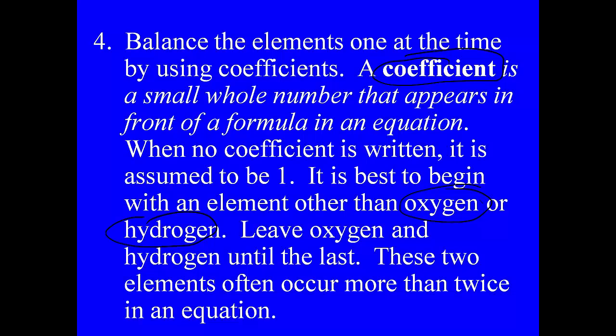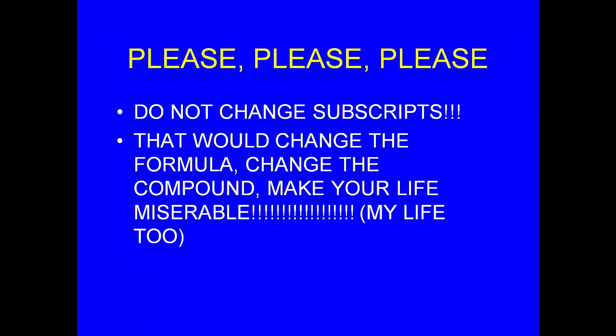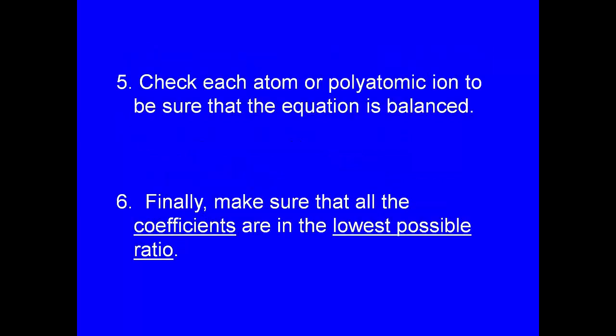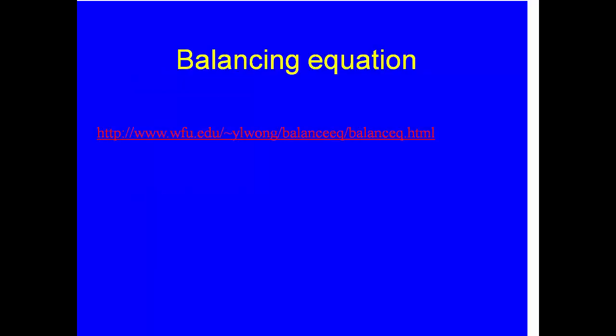And all of these, when we start going through them, I'll point them out. Never change subscripts. Ever, ever, ever, because you're going to change the formula. You can only change the coefficient. Now, saying that, if it's not balancing, go back and check your formulas. A lot of times your formulas aren't written correctly, and then you do need to change your subscripts. Okay, you go back, double check. Last thing, you want to make sure that everything's at the lowest possible ratio. I'll show you some examples of this.